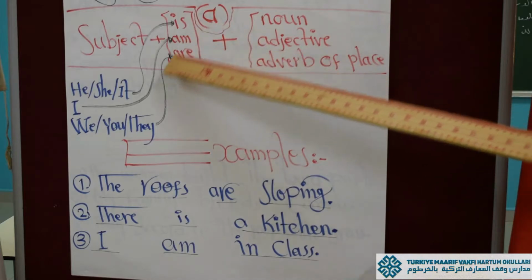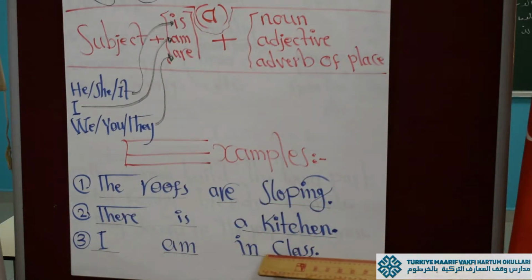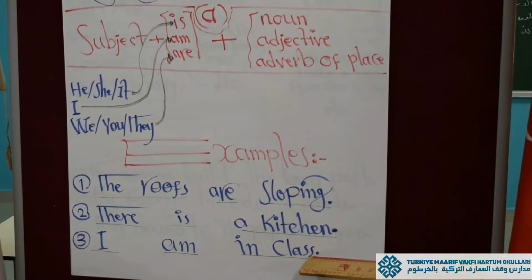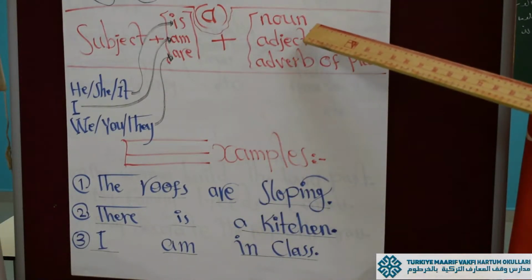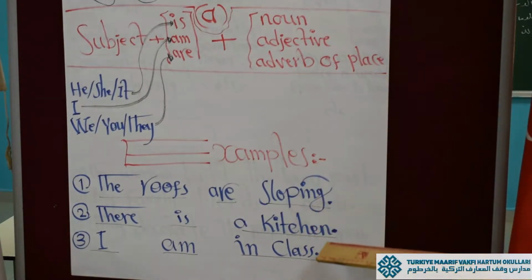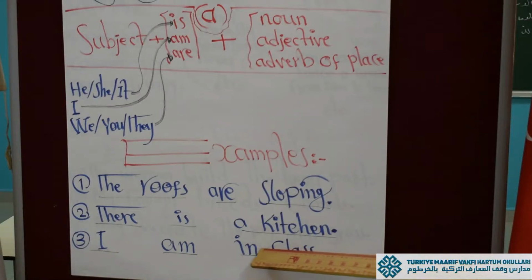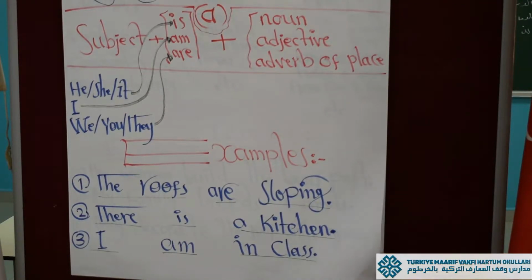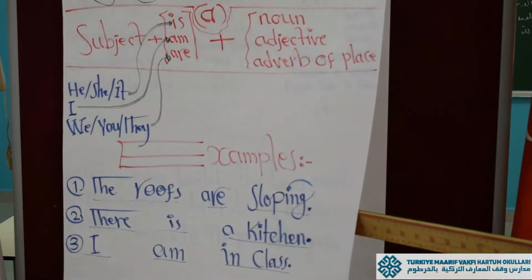The rule number A. So I am in class. In class is an adverbial expression, or let me say it is the adverb of place. It tells the people where am I. So I am in class. Also it is the rule number A, or the first way that we use to talk about the simple present tense.